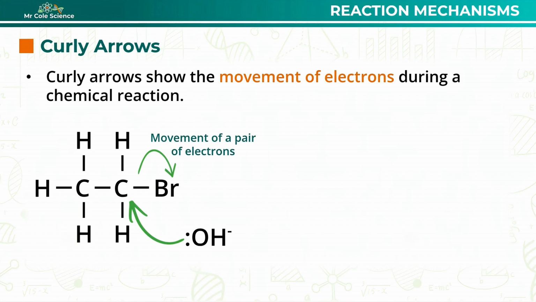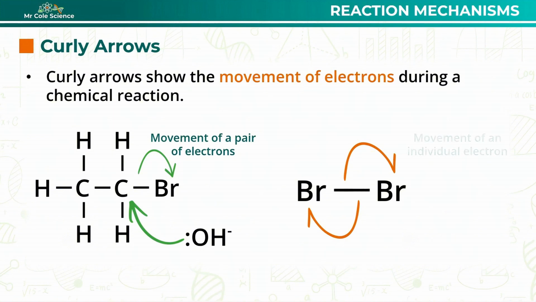Well, no. It is possible to show the movement of individual electrons using single-headed curly arrows. For example, during the homolytic fission of bromine, each electron from the bond goes to a different atom, forming 2 bromine free radicals. However, AQA don't expect you to know or use this notation. The reaction mechanisms you'll cover during the course of A-level chemistry will only involve the movement of pairs of electrons and therefore double-headed arrows. Now you might think that these curly arrows have just been drawn willy-nilly, but they haven't.